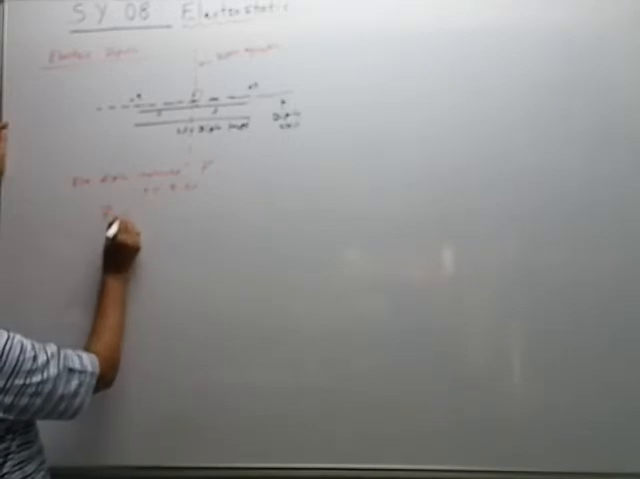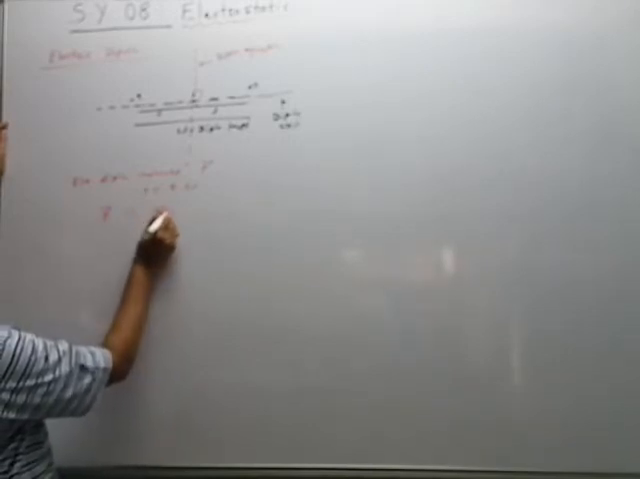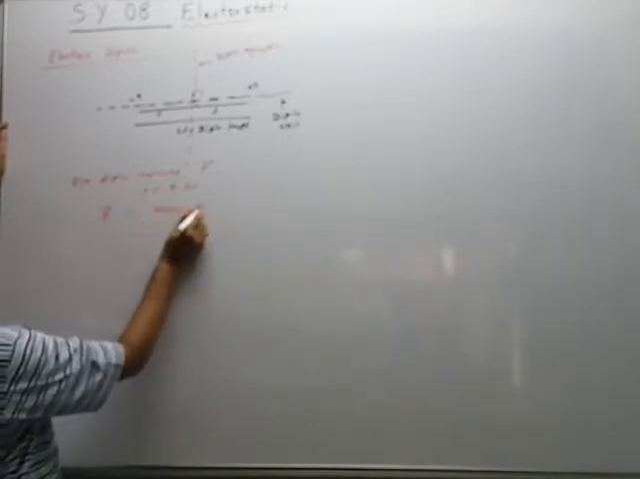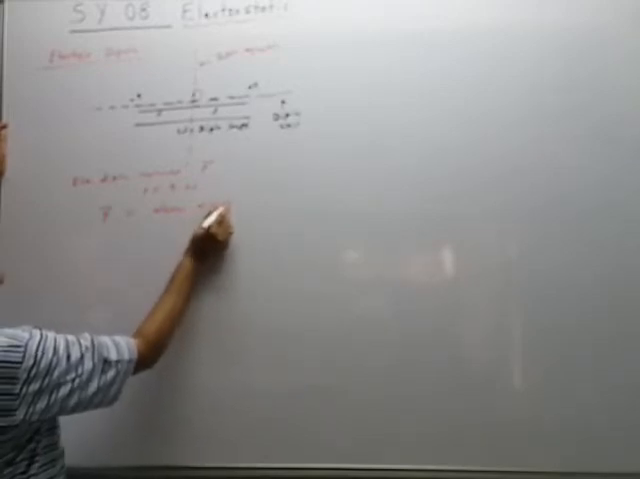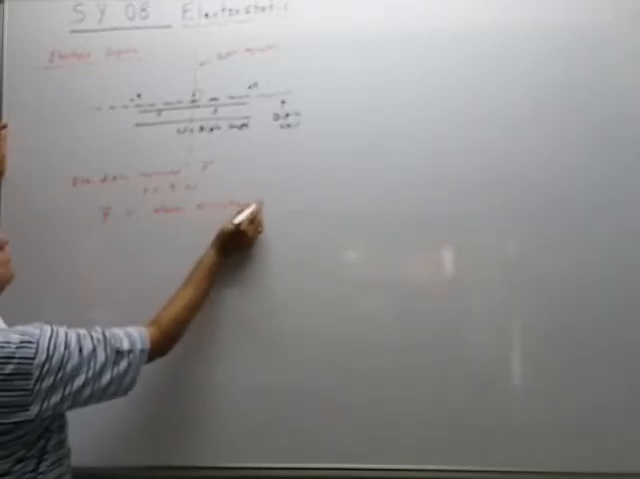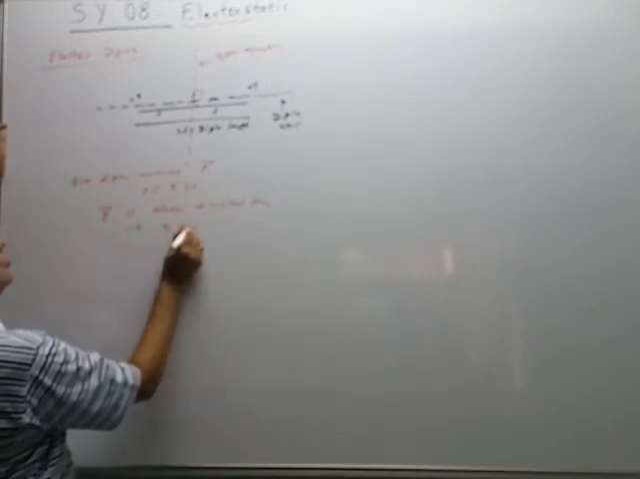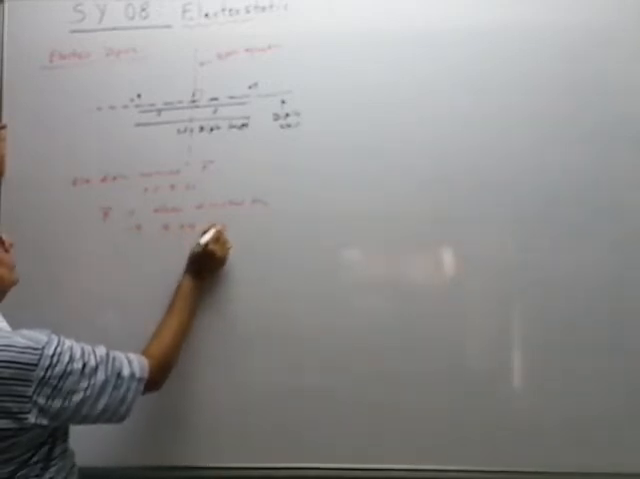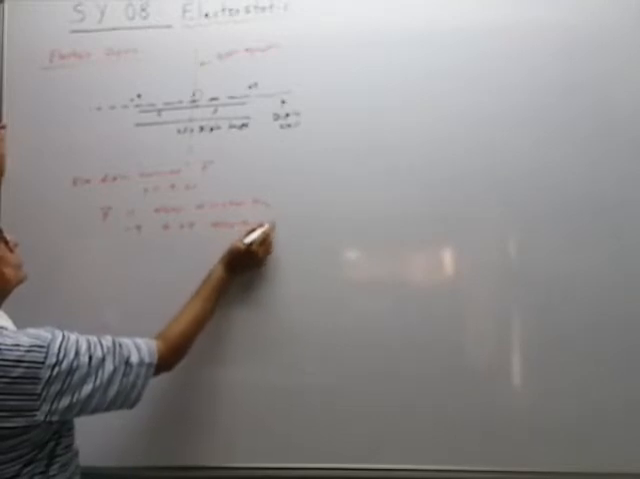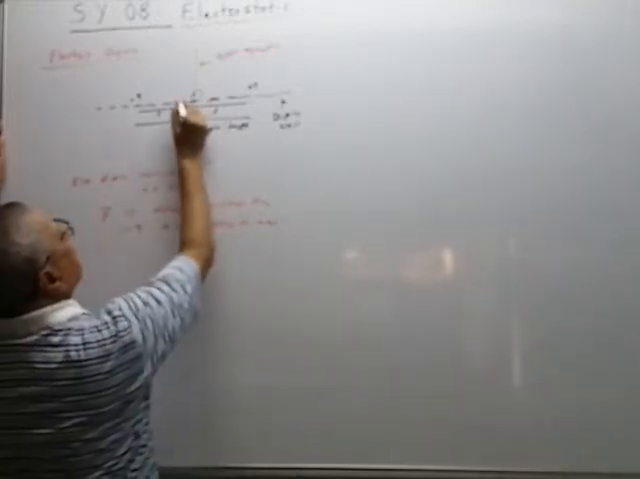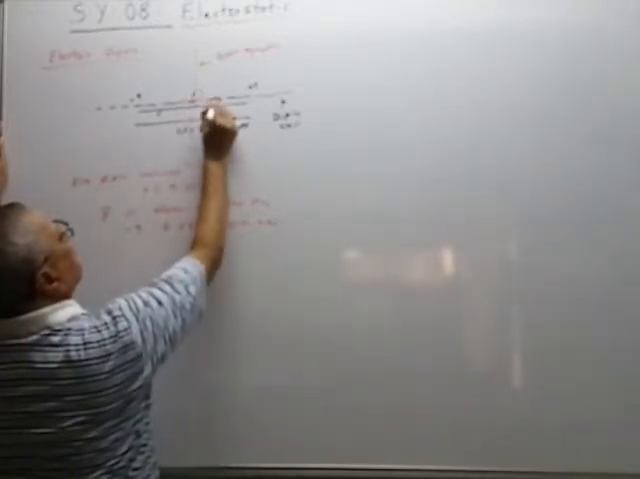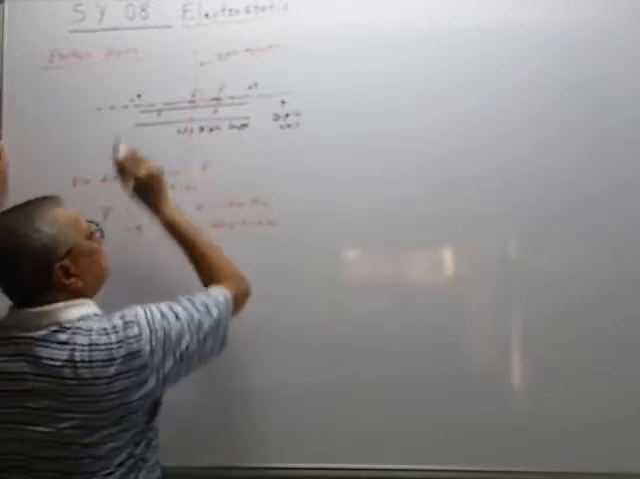P is always directed from minus Q to plus Q along the axis. So in our figure, the direction of P will be like this, from minus Q to plus Q.